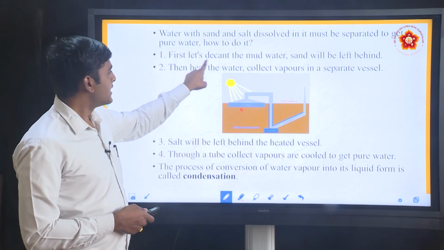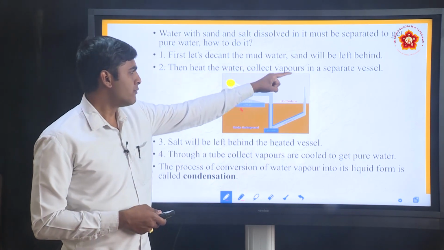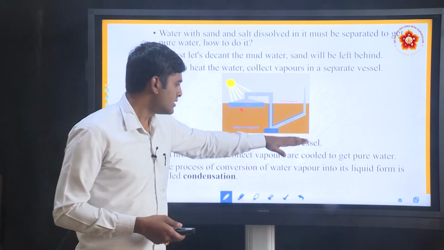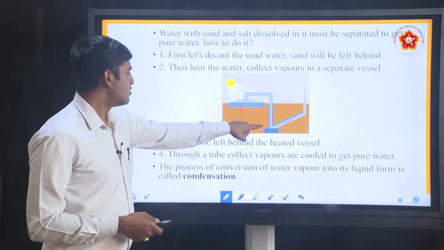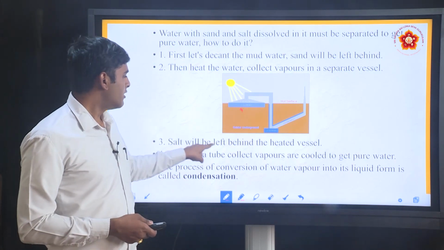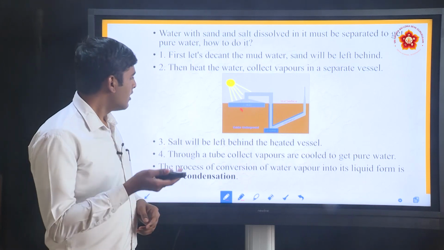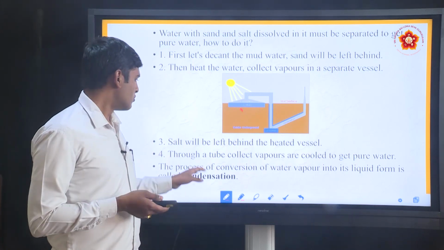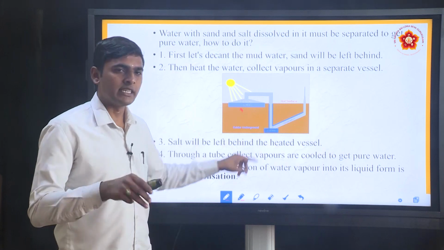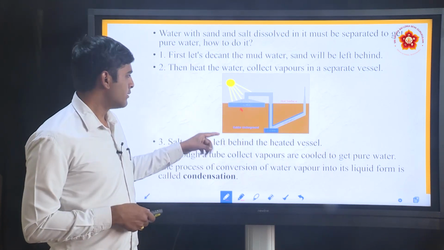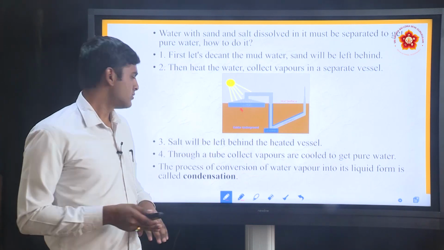So, first let us decant the mud water, sand will be left behind, then heat the water to collect vapors in a separate vessel, that will be cooled down to make water, salt will be left behind in the heated vessel. So, the vessel will be having the salt. So, at last we will get the fresh water without any salt, without any mud. Through this way we can separate both salt and mud easily.